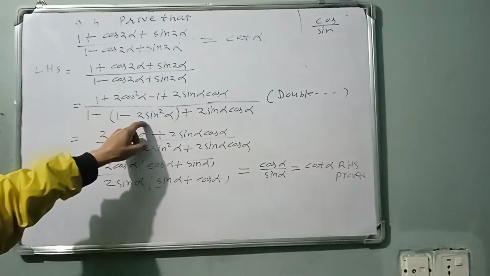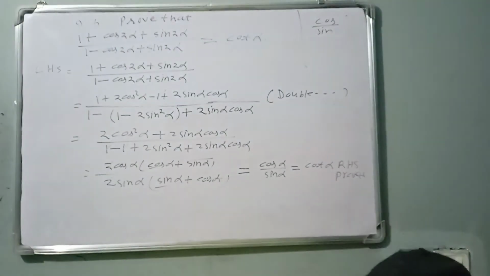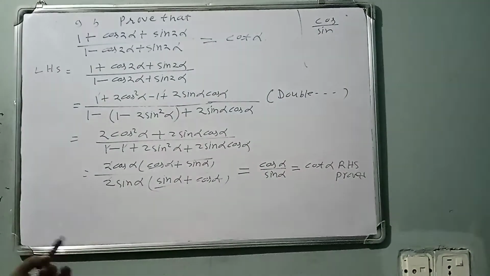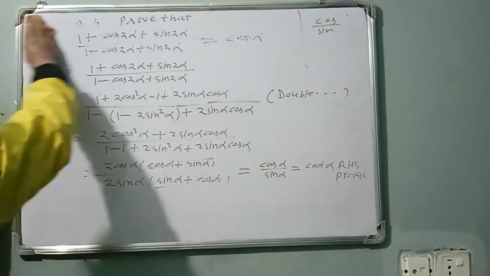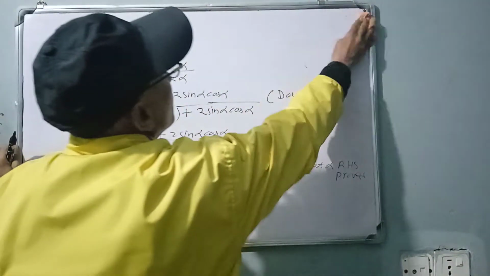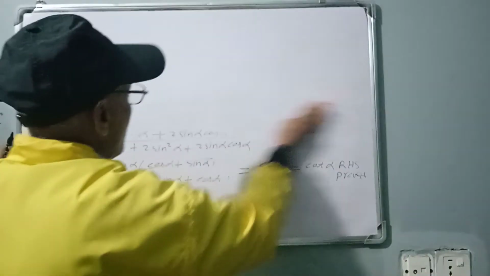If there is sin alpha or if there is tan alpha to prove, then you have to use the formula according to what you have to get in the RHS. Double angle formula.